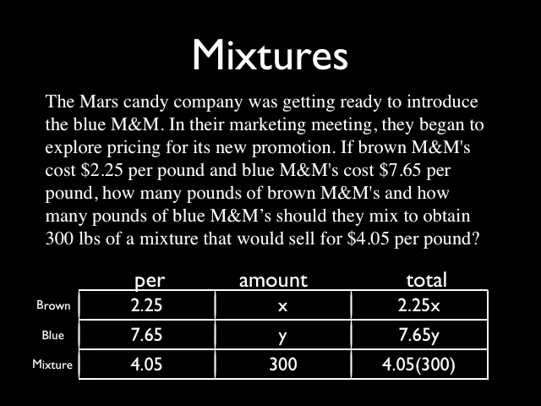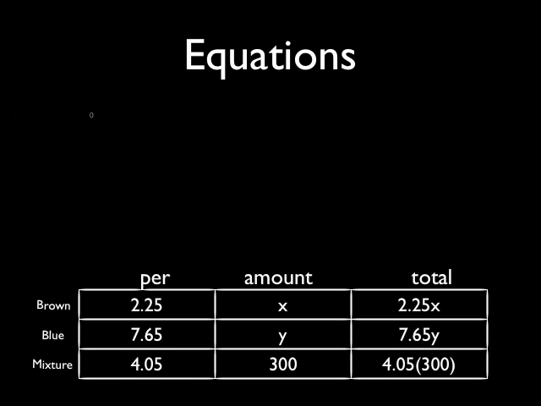Okay, the next part is we are going to get 2 equations out of here somehow. Now, it probably looks obvious, maybe, to see where those equations would come from, but let's see if they really make sense. Would X plus Y really equal 300? Well, I hope so, because X is how many pounds of brown, Y is how many pounds of blue, and 300 is the total number of pounds. So X plus Y equals 300 really should make sense.